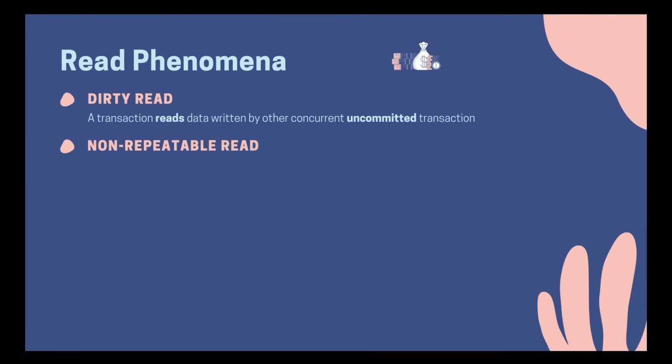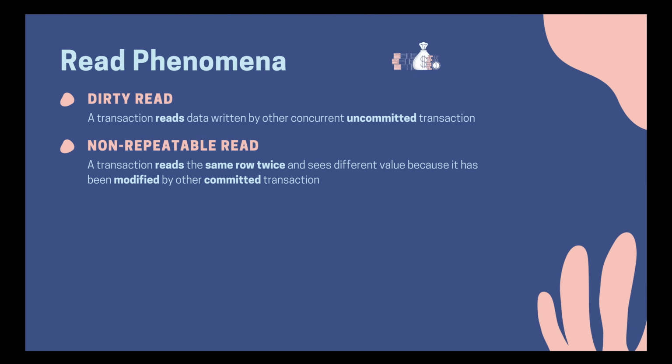Here are some read phenomena that might occur if a database is running at a lower level of transaction isolation. First, the dirty read phenomenon. It happens when a transaction reads data written by another concurrent transaction that has not been committed yet. This is terribly bad, because we don't know if that other transaction will eventually be committed or rolled back, so we might end up using incorrect data in case a rollback occurs. The second phenomenon we might encounter is non-repeatable read. When a transaction reads the same record twice and sees different values, because the row has been modified by another transaction that was committed after the first read.